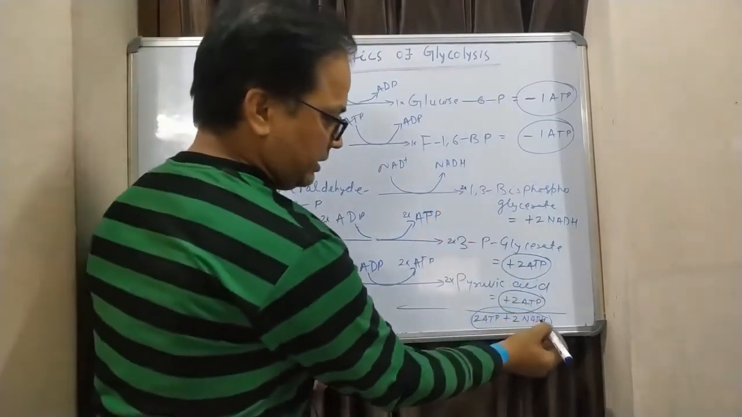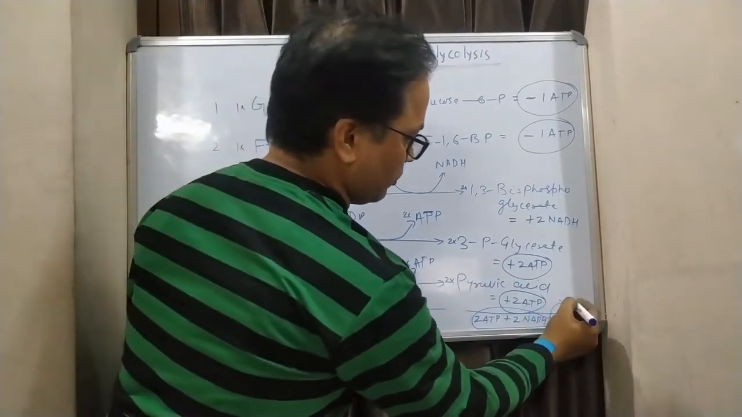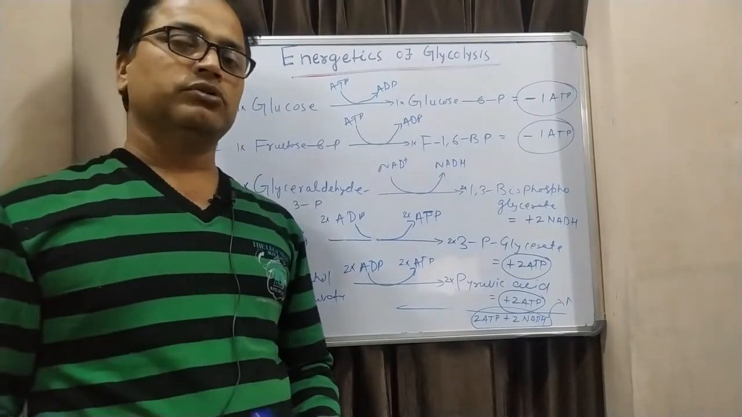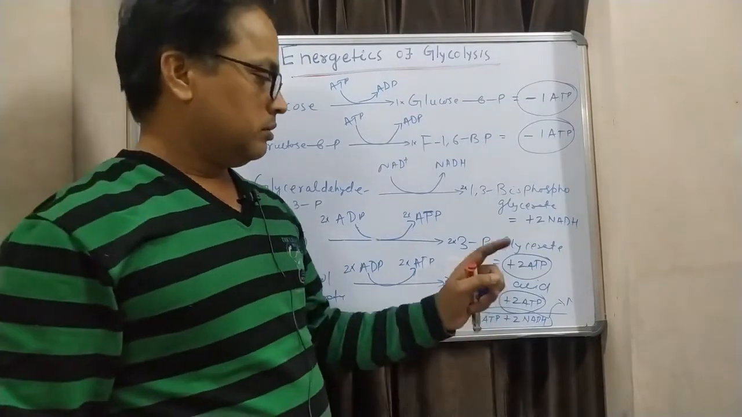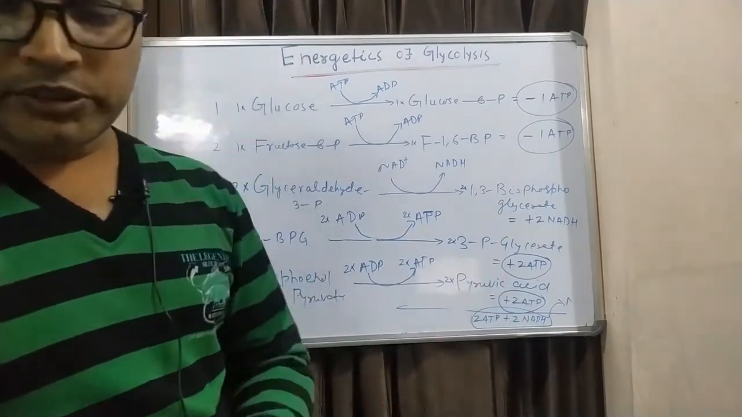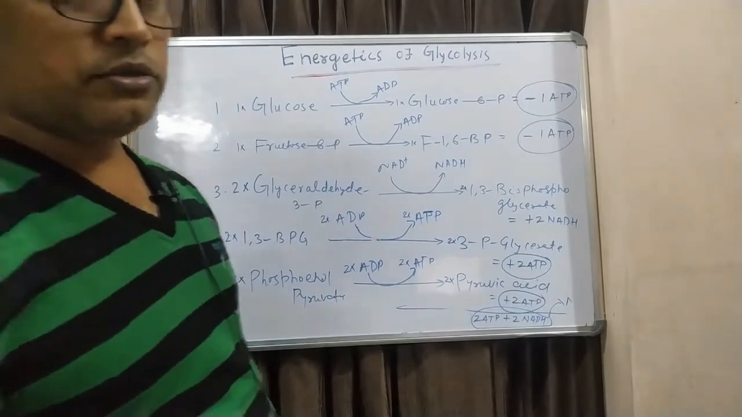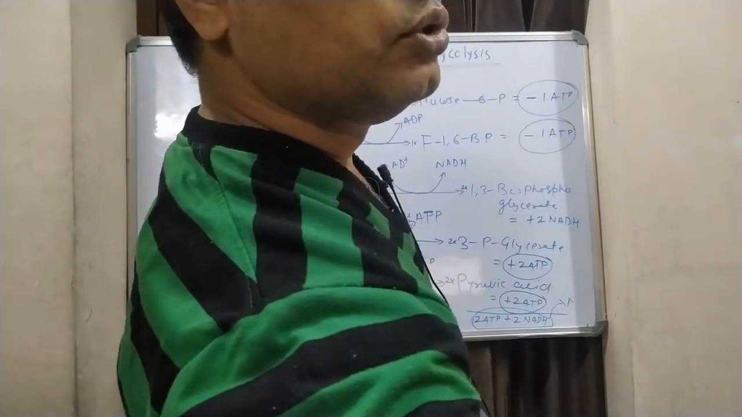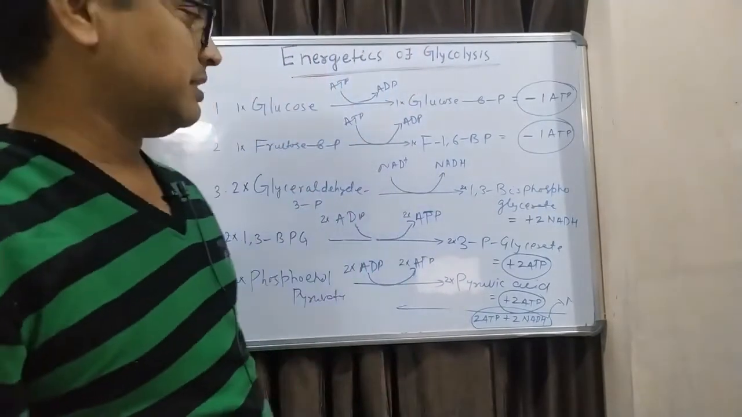Now this NADH will go to mitochondria and give us ATP through oxidative phosphorylation. How much ATP this NADH will give depends on the process. The process is going to use 2 different shuttle systems.